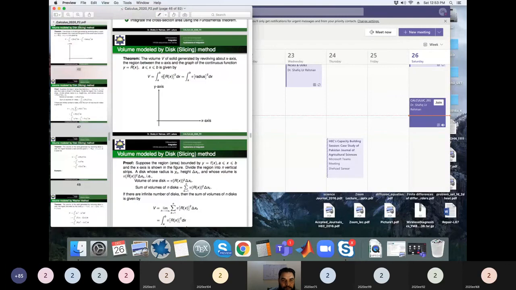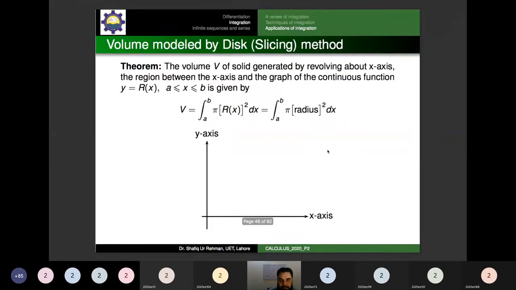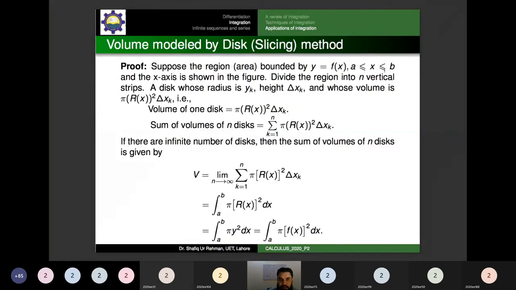So what do we do? Suppose the region, I mean the area bounded by y is equal to f of x over the interval from a to b, is subdivided into n vertical strips. For a disk whose radius is yk or r of x and height delta xk, the volume would be pi radius k squared times the third dimension, height. So the volume of one disk is going to be this one. Sum of volumes of all n disks. Bring the summation sign over there.